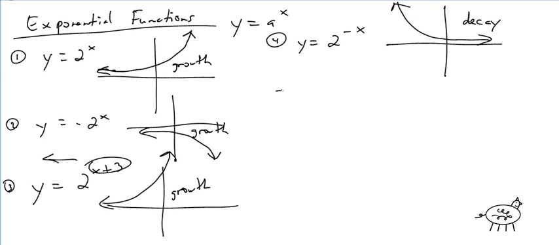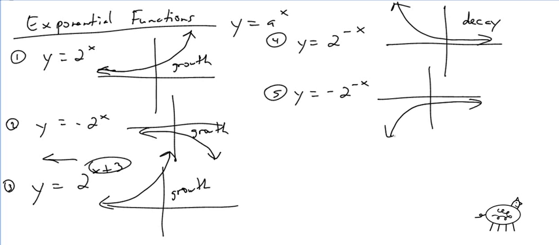Okay, and fifth one, we have y equals negative 2 to the negative x. That's actually pretty easy. It's very similar to number 4, except it's still exponential decay, but it's decaying in the negative direction. So it's going to look like this. So this is also decay.